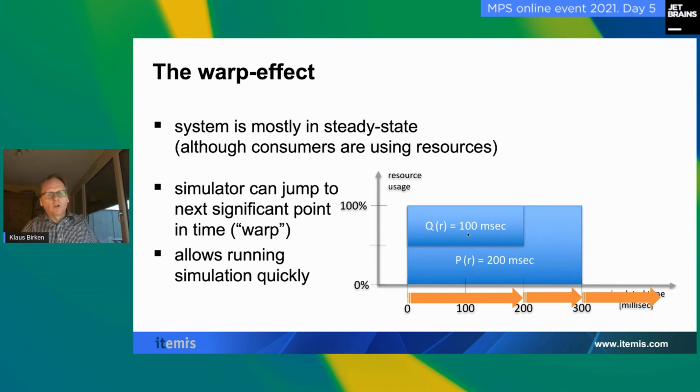This is why we called our simulator warp, because it jumps from time step to time step. If we are lucky, then even a complex system can be reduced to maybe a couple of hundred warps through time. And so the simulator can do its execution very quickly.